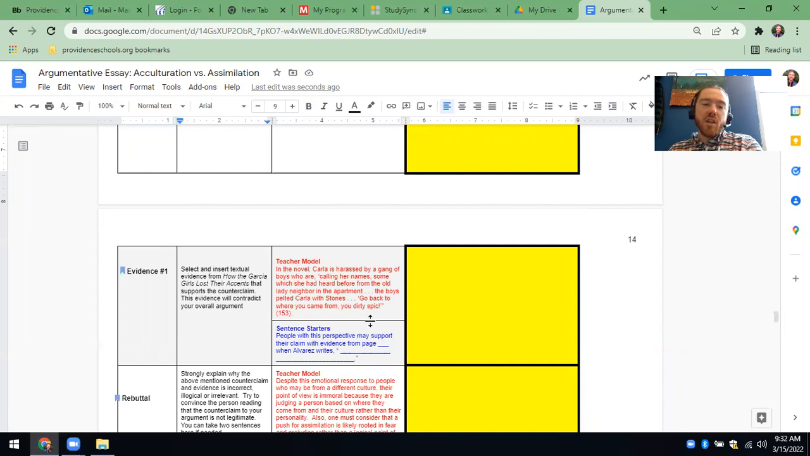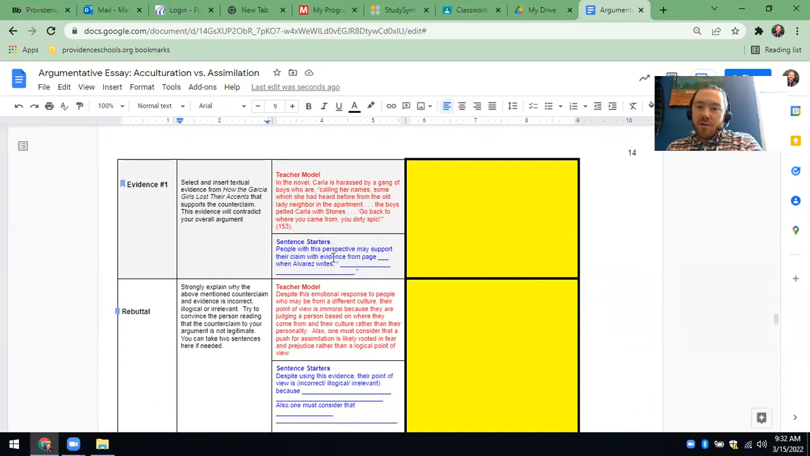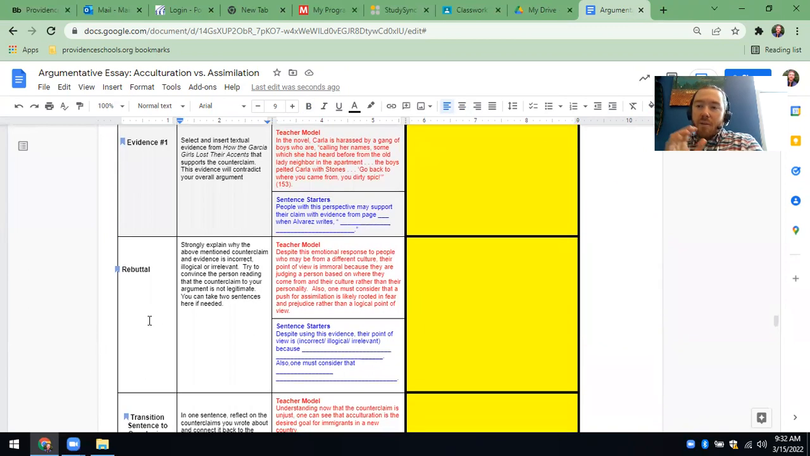But so this evidence here supports the counterclaim that people believe immigrants should be part of the culture they're in and not hold on to previous language or customs. Now, this is where it gets a little tricky. I've stated what the opposite opinion is, and now I'm ready to rebuttal. When I rebuttal, I tear down the people who are going against me and explain why they're wrong. This is how it can sound.